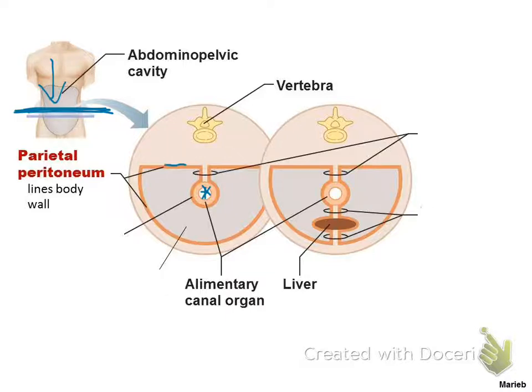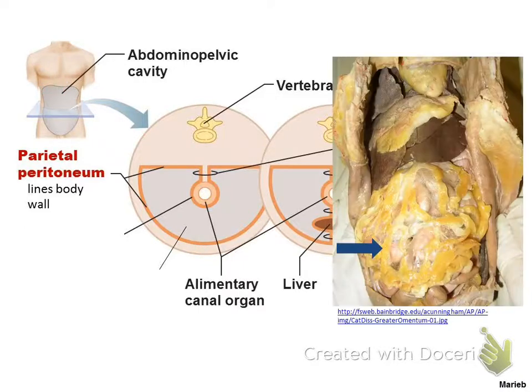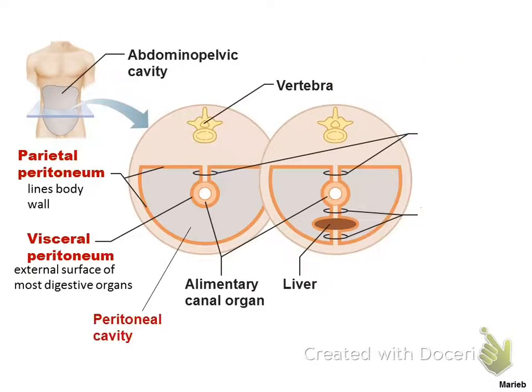So we have an outer orange layer of membrane and we have an inner one that's right in contact with the organ. What's that inner one going to be? That visceral peritoneum. And then there's that gray space in between the two. What's that? The peritoneal cavity. Very good. So that's all stuff you know.